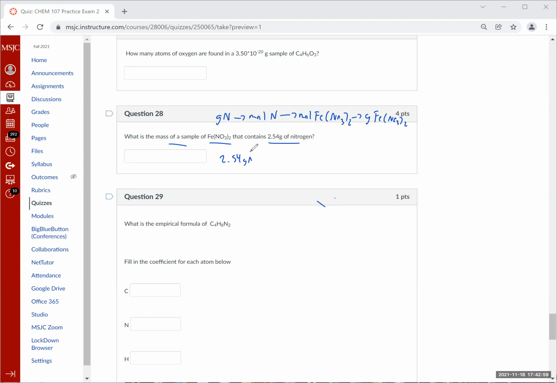So if we have 2.54 grams of nitrogen, we know in 1 mole of nitrogen, we have 14 grams. So how many moles of this iron nitrate do we have per mole of nitrogen? What is our mole to mole ratio? 1 to 2. Yep, we have 1 mole of iron 2 nitrate, or 2 moles of nitrogen. And then how many grams of iron 2 nitrate do we have per mole? What is our molar mass?